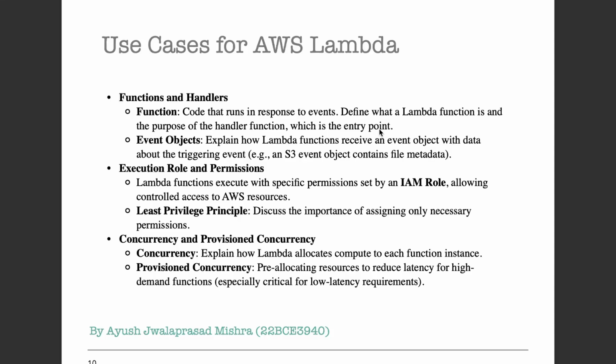Use cases of AWS Lambda. Lambda is perfect for tasks like processing data, handling API requests, or real time analytics. So the functions and the handlers can easily handle the API requests and real time analytics. Example, imagine uploading a photo to S3: Lambda can resize the image and save it automatically. Another example, it's also great for IoT, like processing data from smart devices in real time.